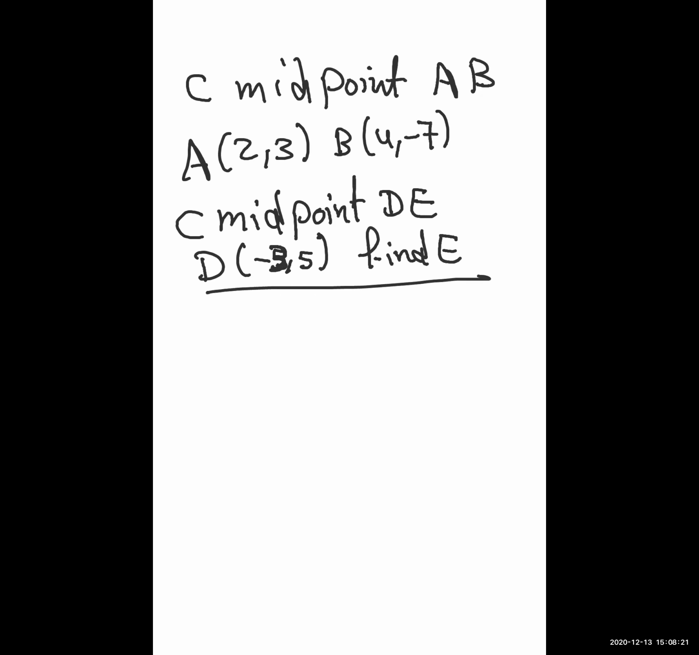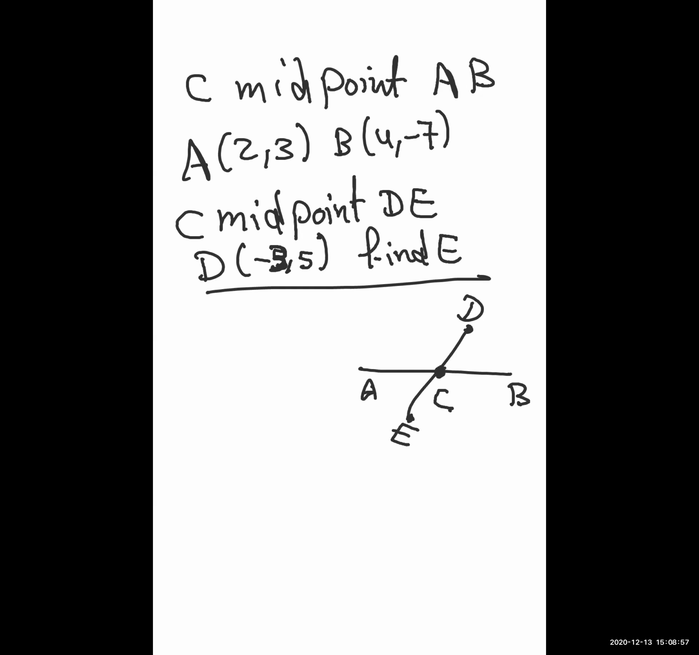How to solve this one, guys? We said that C is the midpoint of AB. And also C is the midpoint of DE. Like this, for example, this point is C, and here also D and E. Points A and B are given, and D is given also. Now I want to get the point E. How to solve this one, guys?